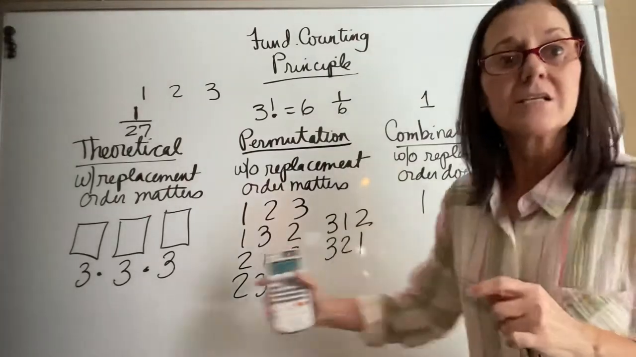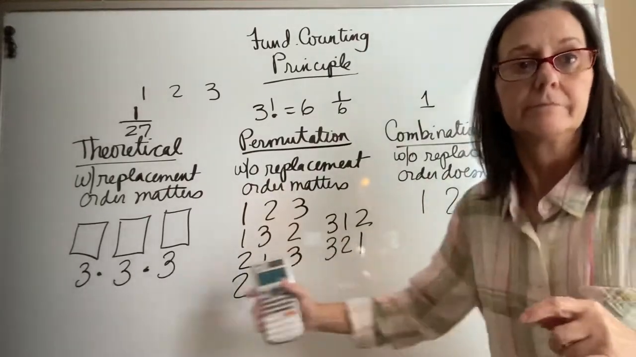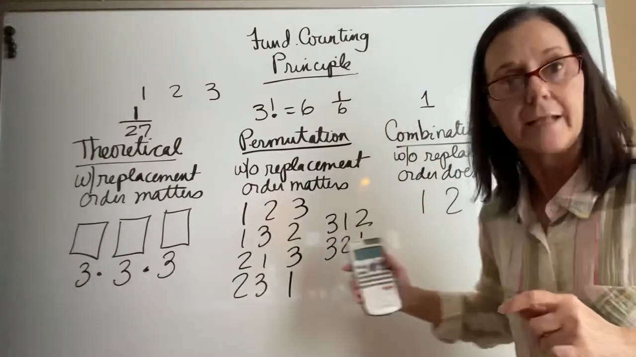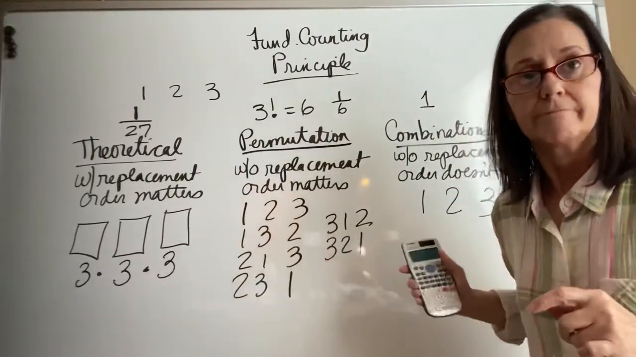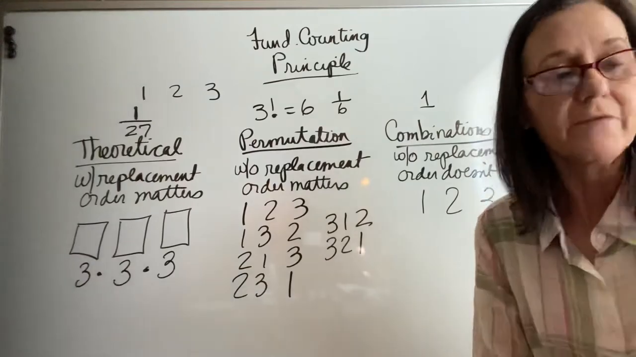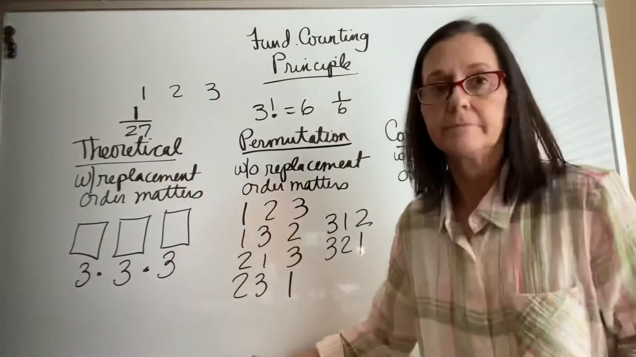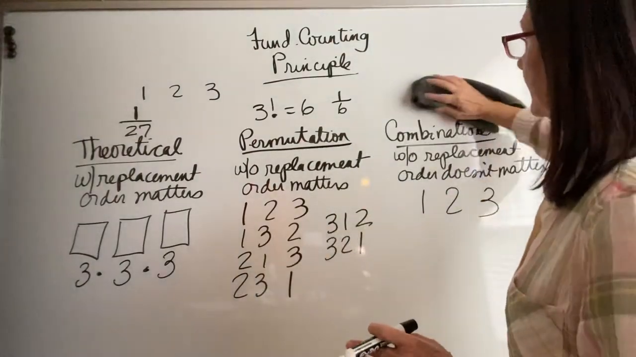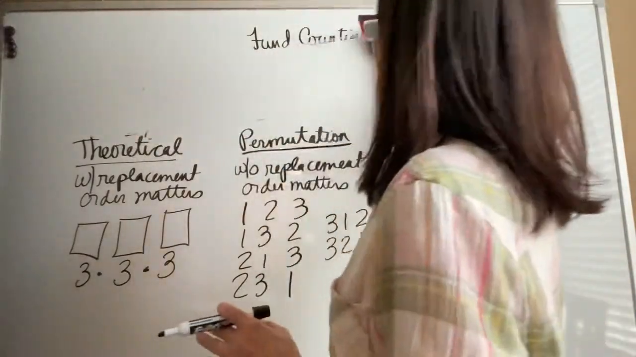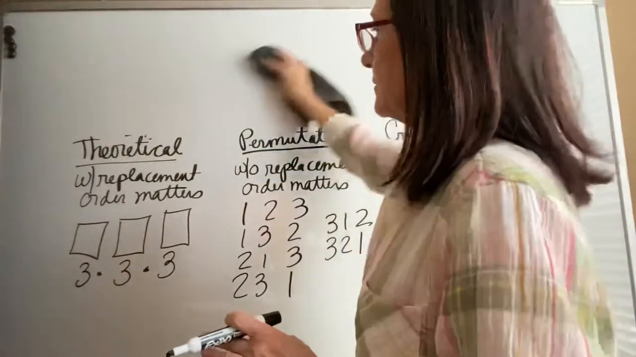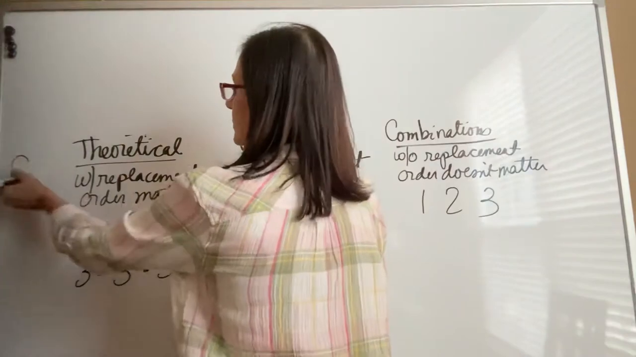All right, so this is looking at our denominator, okay? We're gonna calculate our denominators. But once we've calculated our denominators, I'm just gonna erase the top of this. So that's the fundamental counting principles. This is how we count.